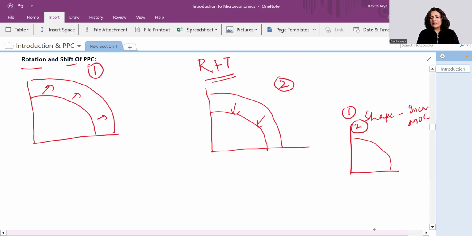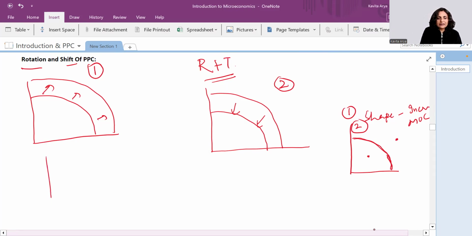You must note whenever we're talking about PPC, this point, which is inside PPC, shows underutilization, and this point cannot be achieved because we are constrained by the resource or technology or both to produce this much. Our maximum capacity is on this line and we cannot go beyond that. Right. But what is rotation then?